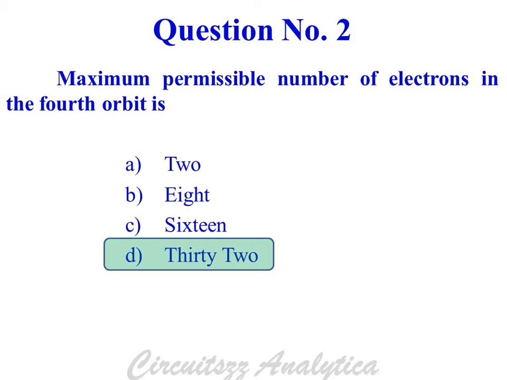In the first orbit of an atom, maximum permissible number of electrons is 2. In the second orbit, 8. In the third orbit, 18. And the fourth orbit, 32. So the relationship between number of electrons in an orbit and orbit number is 2n square, where n is the orbit number. For example, in this case n is equal to 4. So 2n square is equal to 2 into 4 square, that is equal to 32.